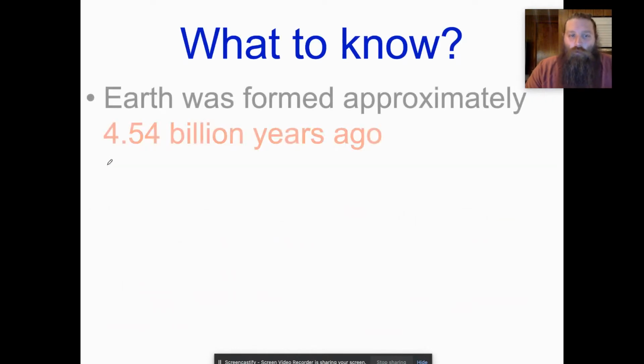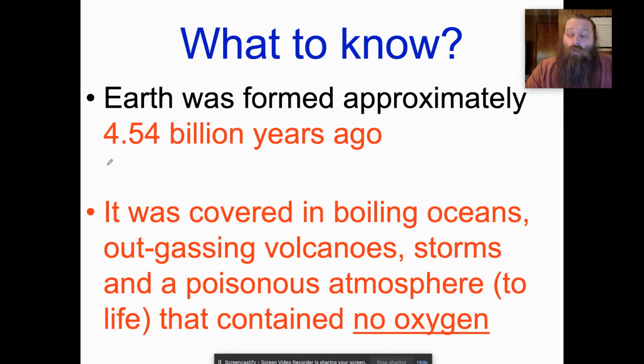Okay, so why do we want to know that? Here's the age. Can we describe it? Absolutely. We have great evidence for what it was like. The oceans would have been boiling all the time because it was super hot. The dust and gas that coalesces to form a planet is really warm, so anything liquid on the surface can be boiling. There have been volcanoes everywhere, outgassing, giving off eruptions, so gases are leaving the interior. There have been storms. There would have been a poisonous atmosphere to life as we know it, because there would have been no oxygen in that atmosphere.